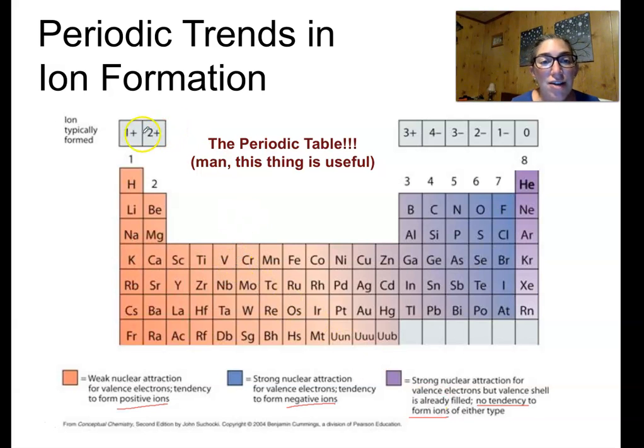And then these little cheater numbers up here tell you the different charges of each of these groups. So group 1 typically has a +1 charge because it loses its 1 valence electron. Group 2 typically has a 2+ charge, and so on and so forth. And it might be helpful for you to mark up your own periodic table and write those charges above there to help you when you're working homework problems, to get to those answers a little bit quicker.